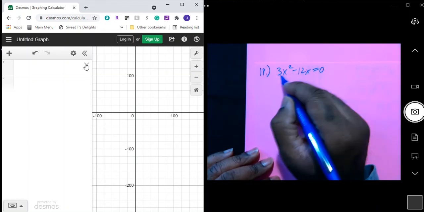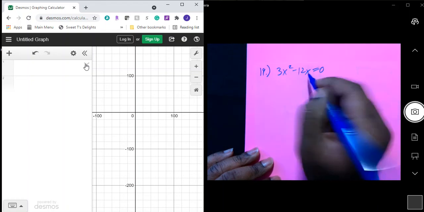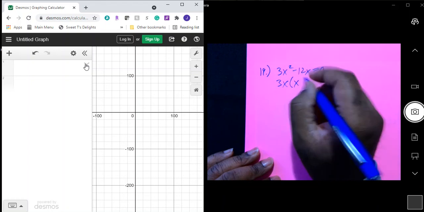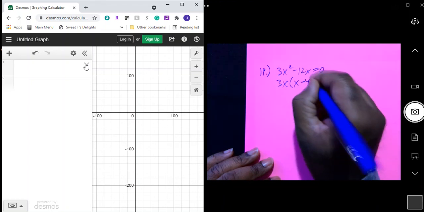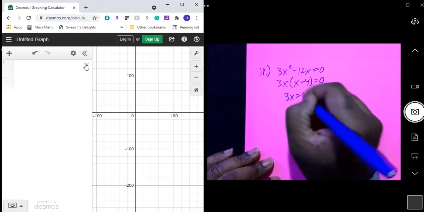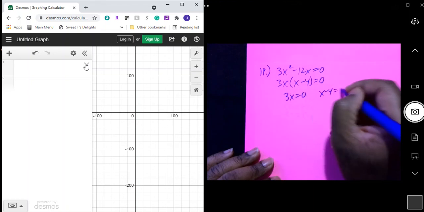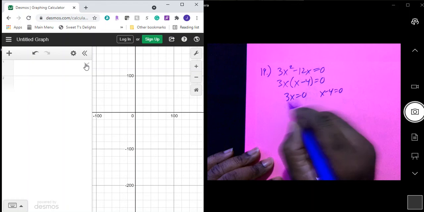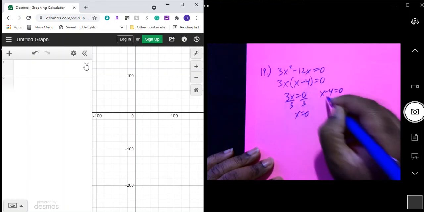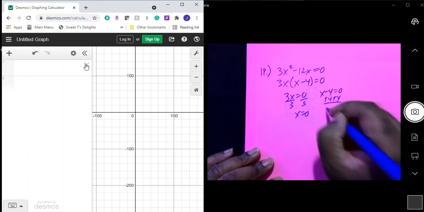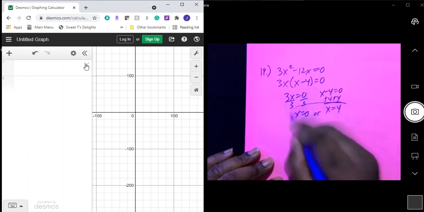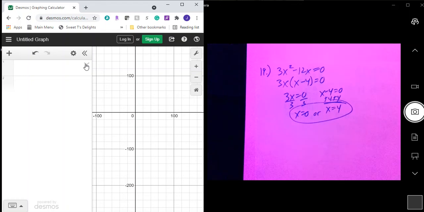But the greatest common factor of 3x squared minus 12x is 3x, and then that would end up giving you x minus 4 in a parenthesis. So then you would take 3x equals 0 and x minus 4 equals 0. Divide each side by 3 and x equals 0. Add 4 to both sides and x equals 4. So your final answer would be x equals 0 or x equals 4.